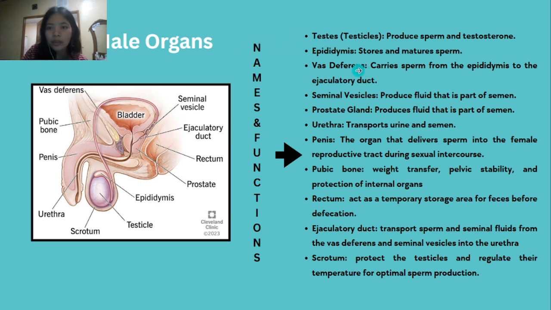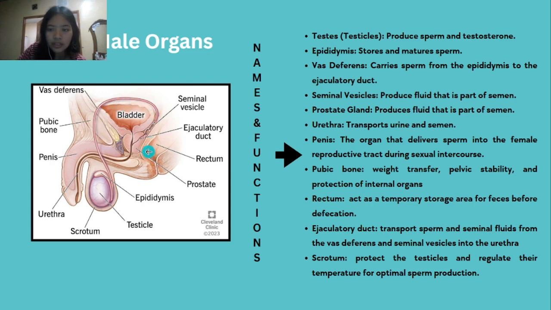The first one, testes or testicles. This one is the testis or testicle. The testicle produces sperm and testosterone. The epididymis stores and matures sperm. And the vas deferens, this one, the long one. The vas deferens carries sperm from the epididymis to the ejaculatory duct, from this to this.